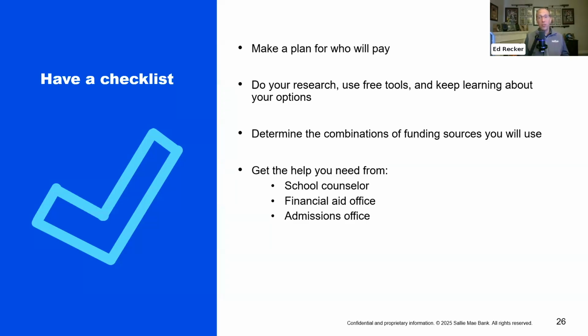But really, part of that is make a plan for who will pay. What that ultimately means is have that kitchen table conversation. Who's responsible for what? How are we going to do this? How are we going to break it up to make sure that we're checking all those boxes as to how we're funding this and who's responsible for what?